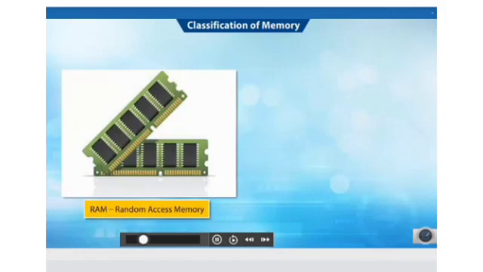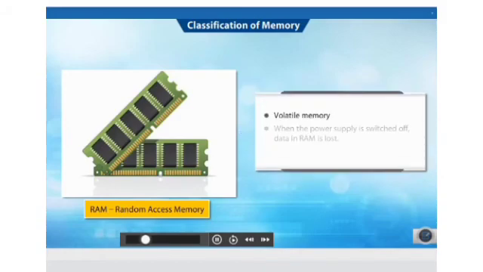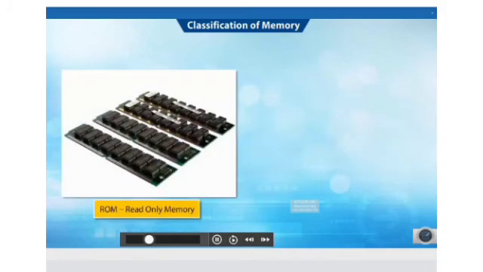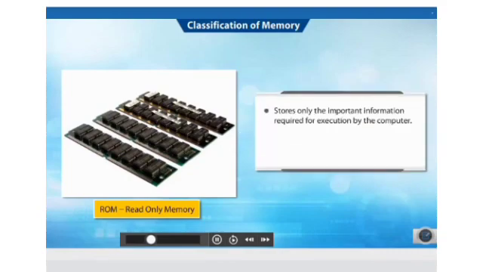RAM stands for Random Access Memory. It is also known as read or write memory. This is a volatile memory, which means if the power supply to the computer is switched off, the data stored in RAM will be lost. The data is stored in RAM temporarily. ROM stands for read-only memory. It is a permanent memory. ROM stores only the important programs required for execution by the computer. It does not lose information when the power supply is switched off.